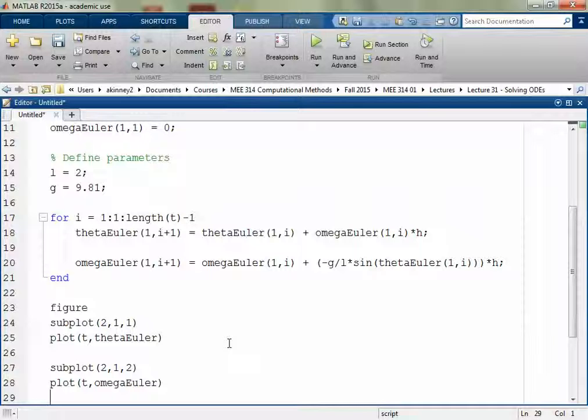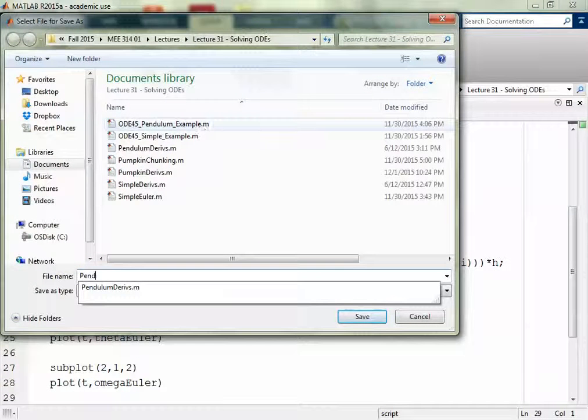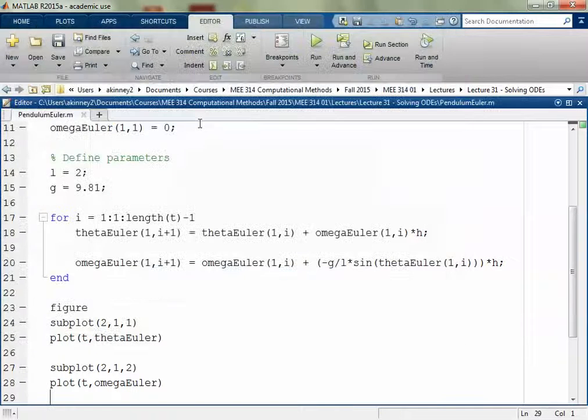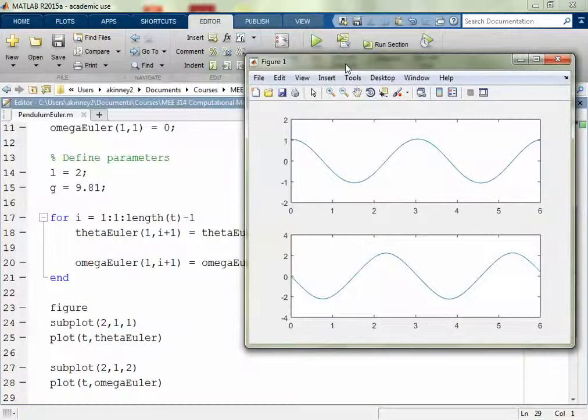Now we can just get a visual representation of what these quantities look like over our whole pendulum, our time duration that we integrated our pendulum over. So if we save this, I'm going to call mine pendulum Euler, and then we go to run it. Hopefully we get something like this.